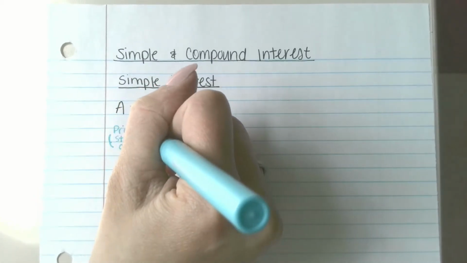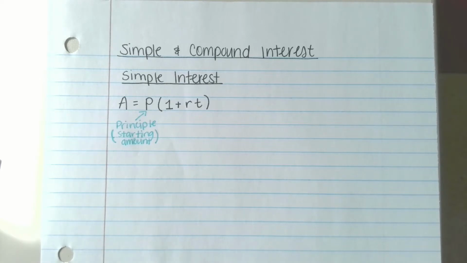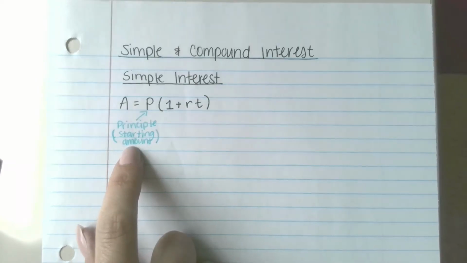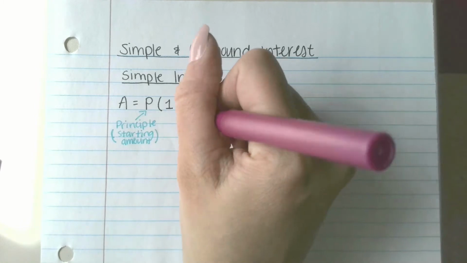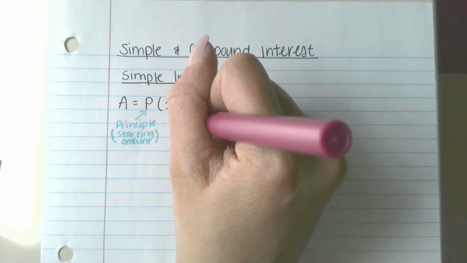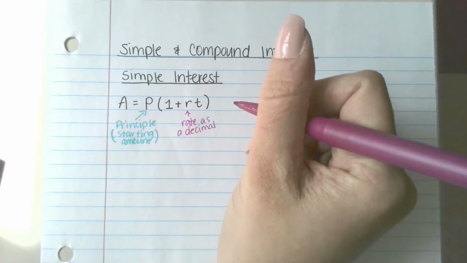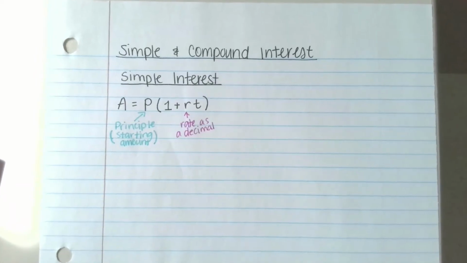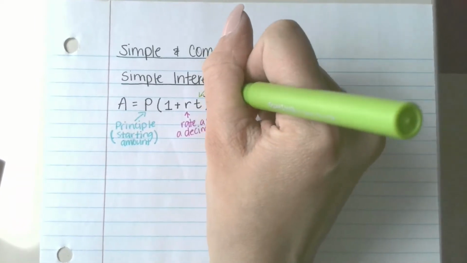So when we're talking about interest, we're referring to bank accounts, and the interest is the amount of money that the bank pays you to keep your money with them at that bank. So the starting amount is typically what you are going to deposit into the bank account, and we call that the principal. R is going to be your rate. That's your interest rate, and we write that as a decimal. And then T is going to be your time in years that you have your money at the bank without touching it.